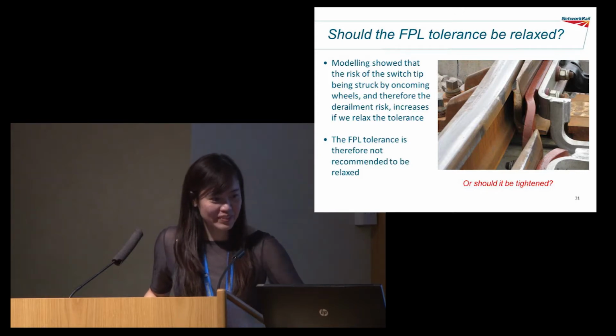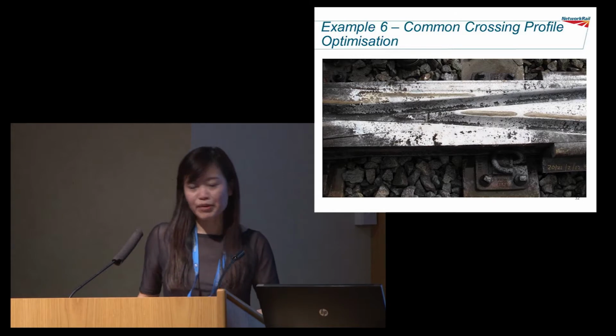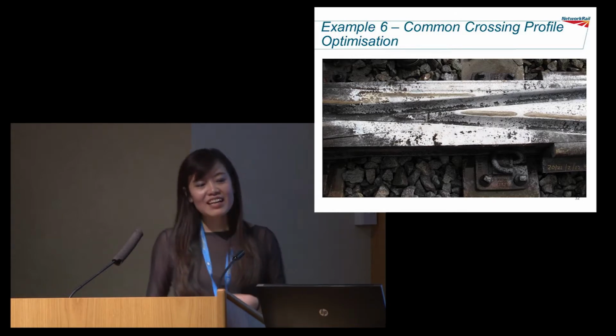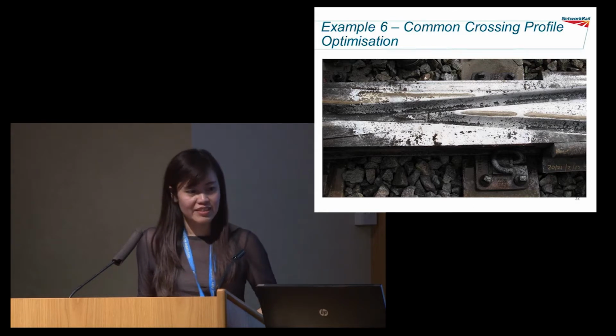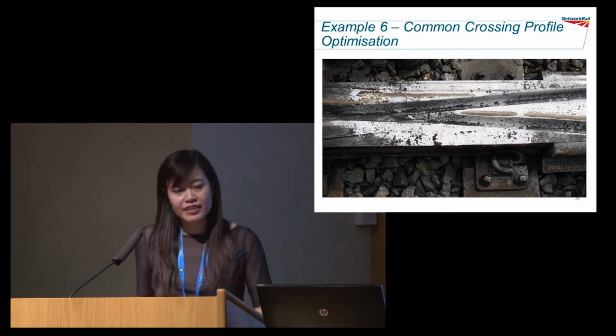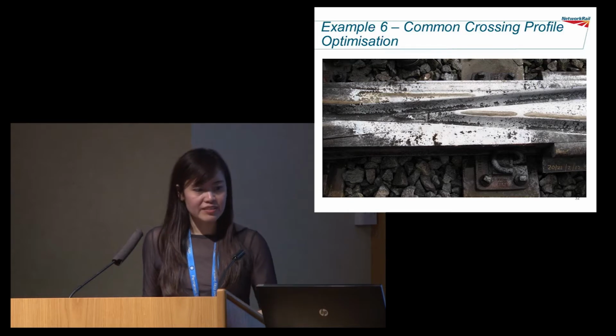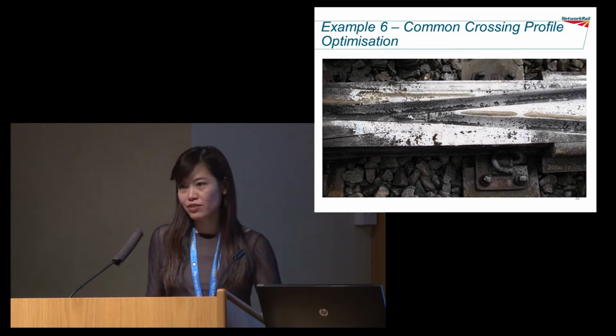So example 6, common crossing profiles optimization. Our designs of the common crossings are generally over 40 years old, and vehicle characteristics have changed in those 40 years. So we're proposing some changes to the current design.